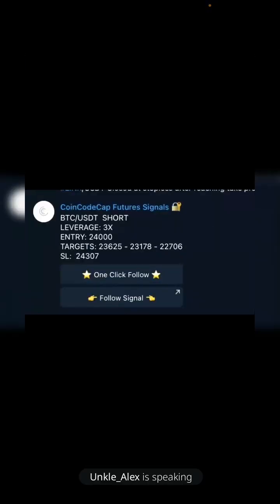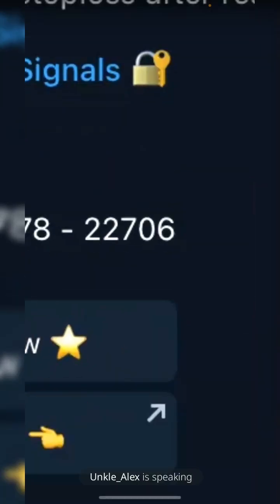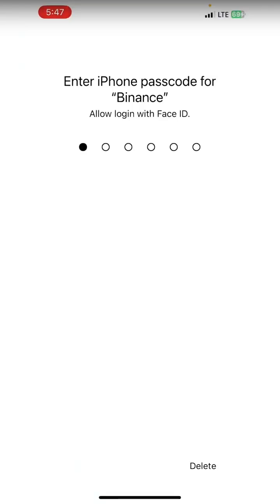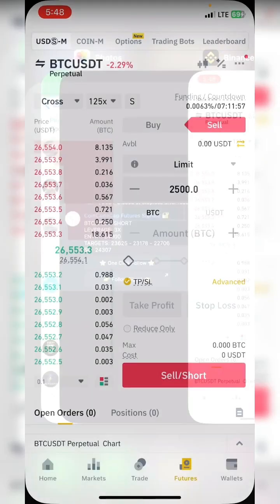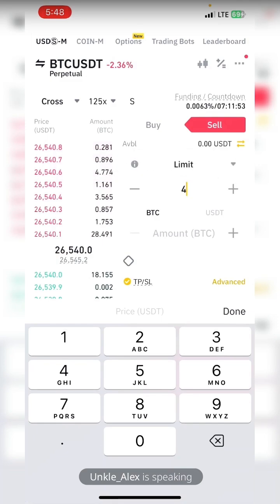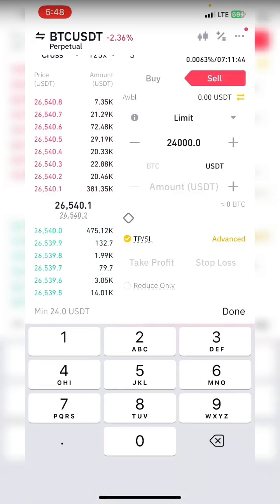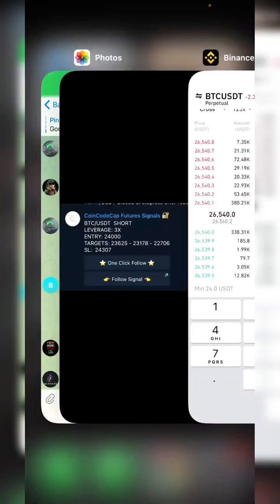Our entry is 24,000. Our targets, that is take profits, are 1, 2, 3, and we have SL. So what you do is you come to your Binance, you come here, you input 24,000. That is the price you want to short from. Then let's say you want to enter the trade with just $15 of your account, and the take profit you want to use is the first one, 23,625.